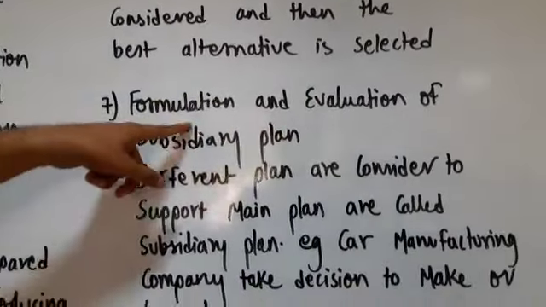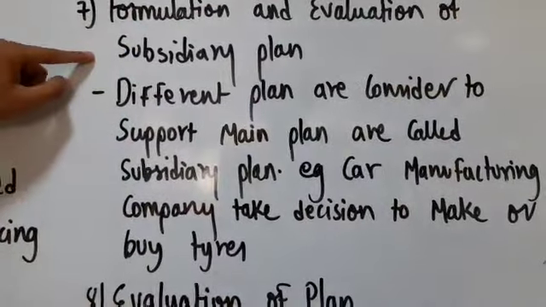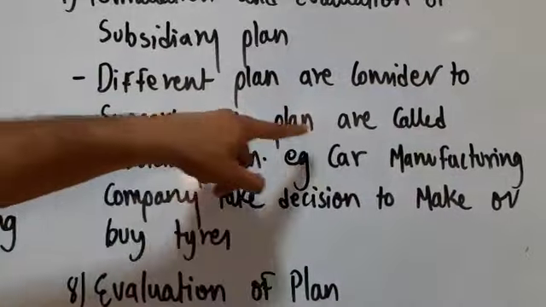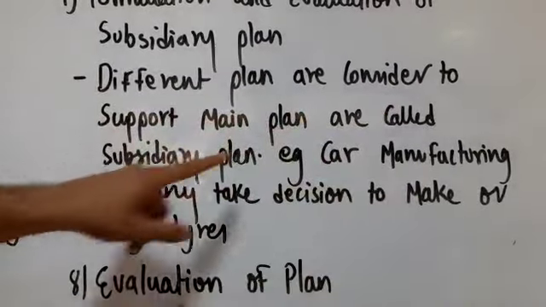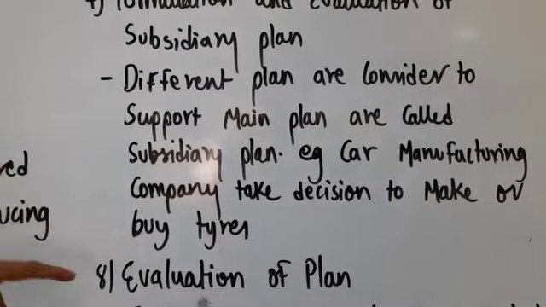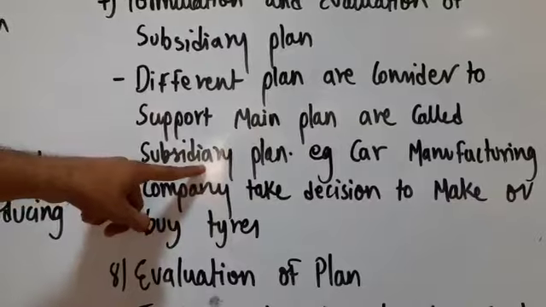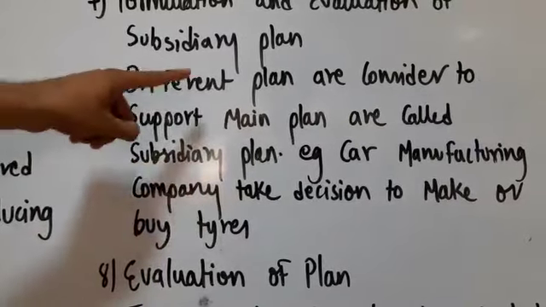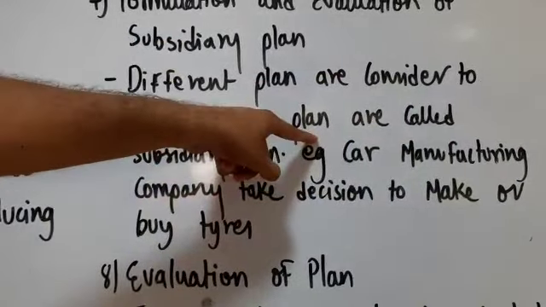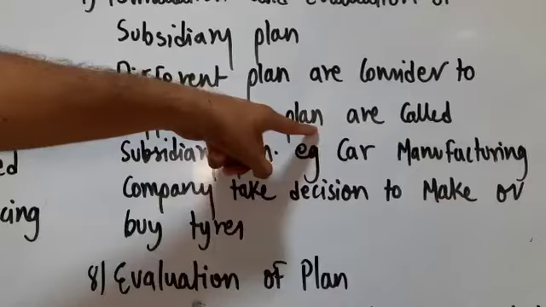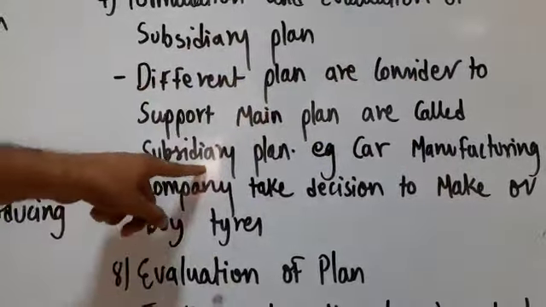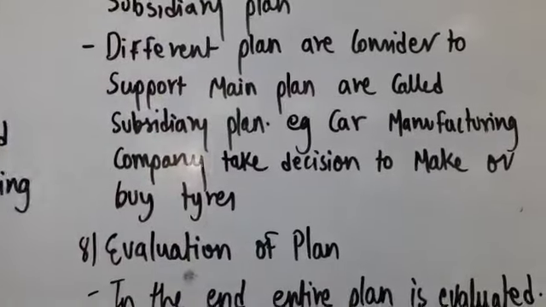Seventh is formulation and evaluation of subsidiary plan. Different plans are considered to support the main plan. This is called subsidiary plan. I am repeating the definition. It can also be asked in exam for 1 mark. What do you mean by subsidiary plan? See the definition. Listen to it carefully. Different plans are considered to support the main plan. To support the main plan, we have to consider the different plans and those different plans are called supporting plans. Let's take an example.